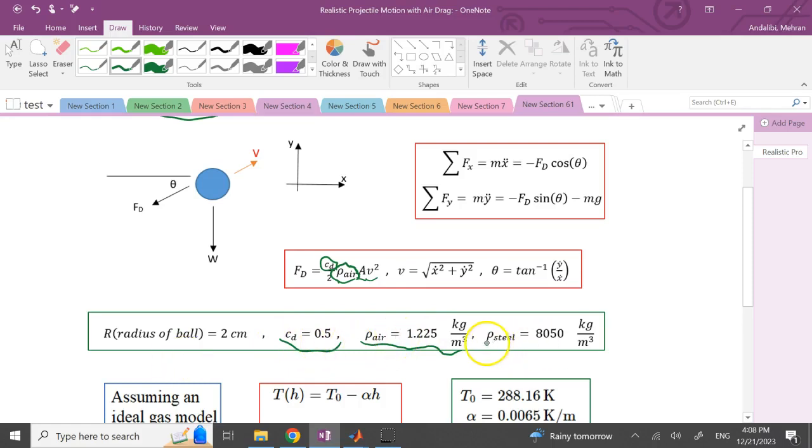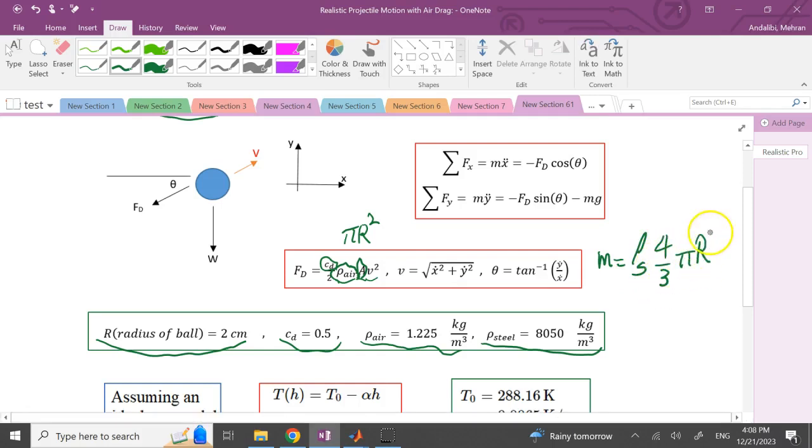I give them a material. I say, let's say it's a ball made of steel with this much of density and the radius of it is 2 centimeters. So from this r, they can calculate the cross-section, right, which is pi r squared. And the mass, of course, that you need in your governing equations, mass is rho times V, and V for a sphere is 4 pi over 3 r cubed. So they can calculate mass from here and then plug it into the governing equation.